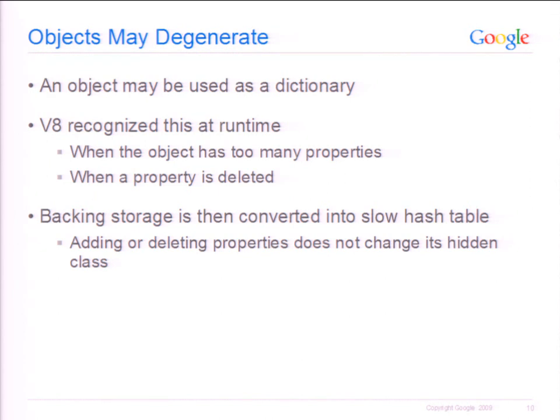Since JavaScript can be used in many strange ways, you can start using it as a hash map. We actually have a policy inside the VM, so if you add too many properties to it, it will say, whoa, then we don't want to handle the object with classes, and we just revert back to a hash map implementation. So we basically have the same performance as any other virtual machine for JavaScript. And that's pretty much it.